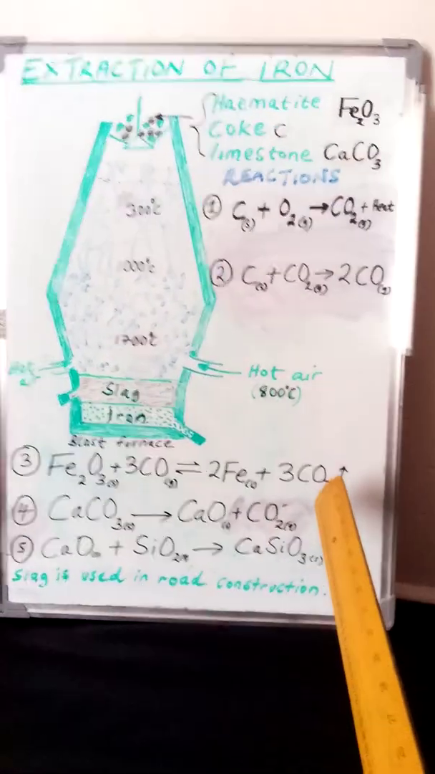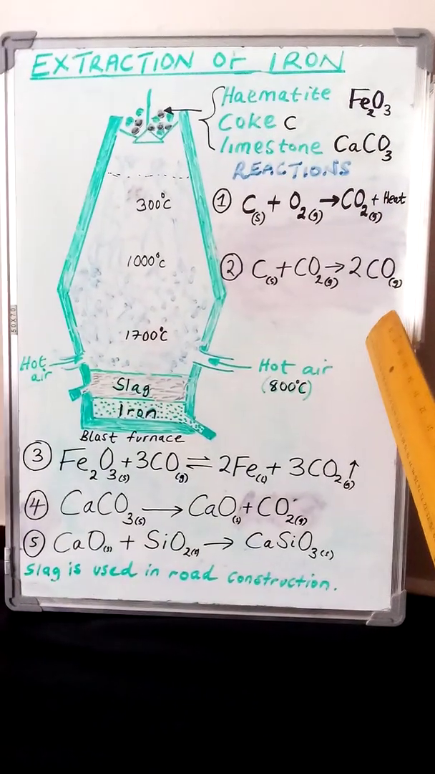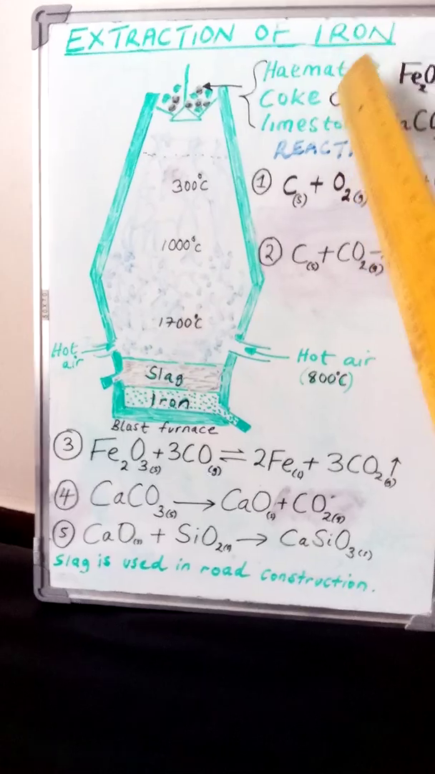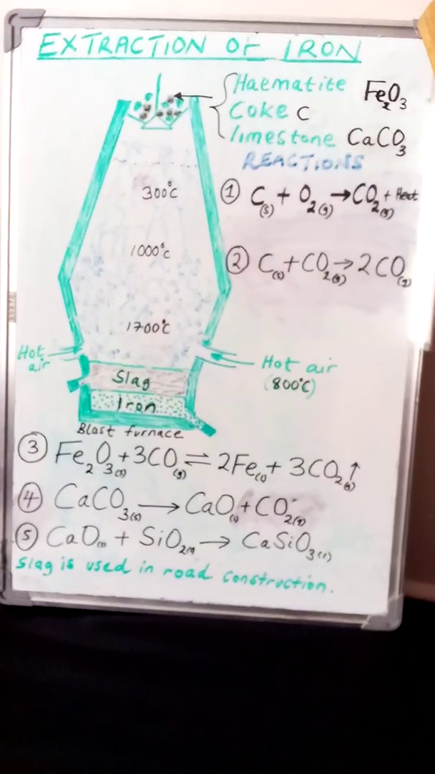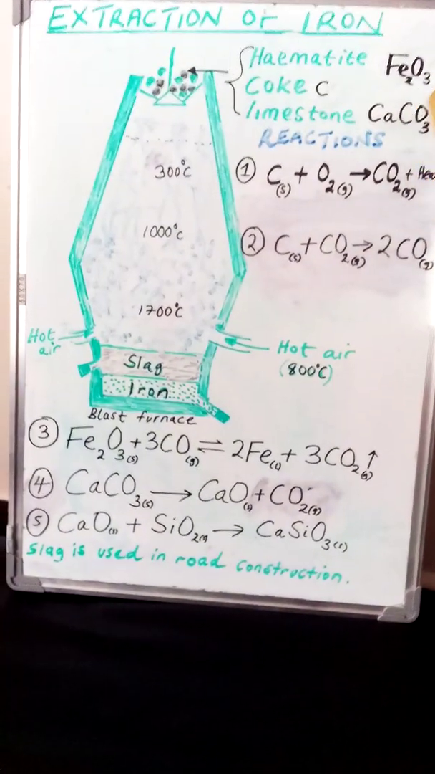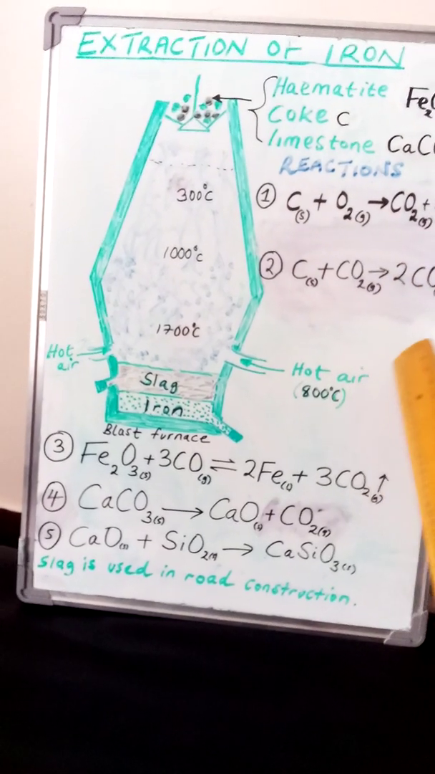So now, a quick review. What are the raw materials that we require during the extraction of iron? Number one, we need hematite, we need coke, we need limestone. Chemically, we need iron 3 oxide, we need carbon, we need calcium carbonate. And then, what are the conditions that should be met?